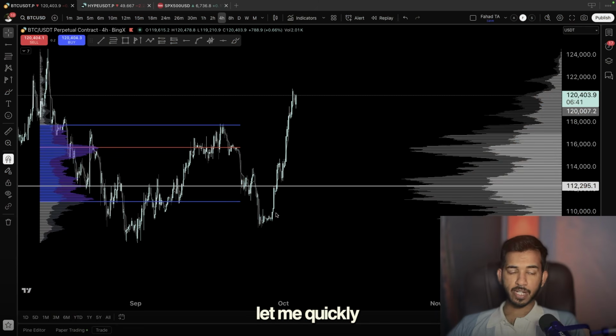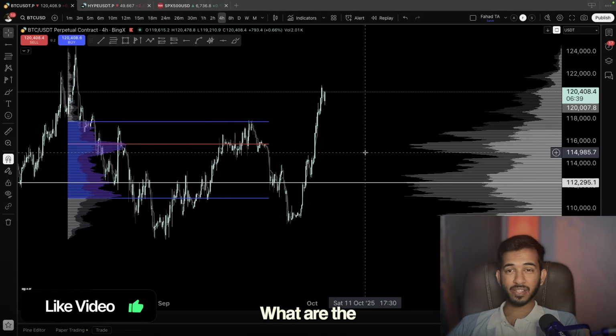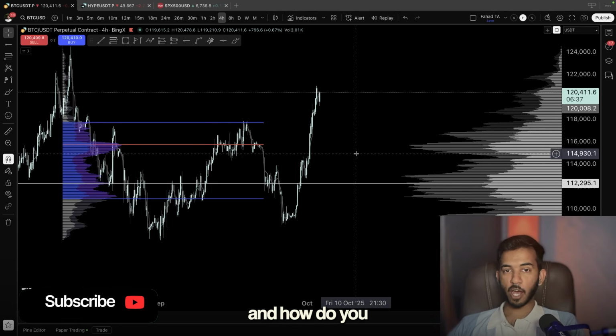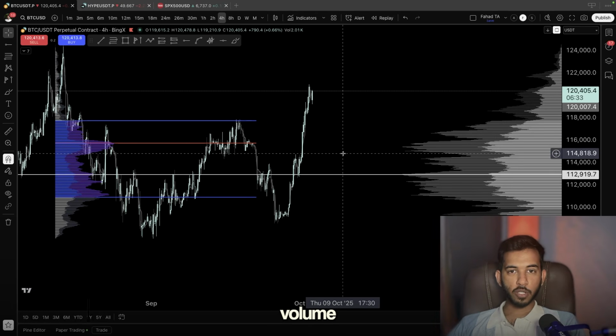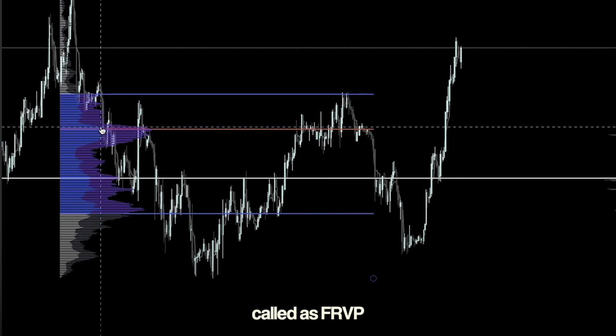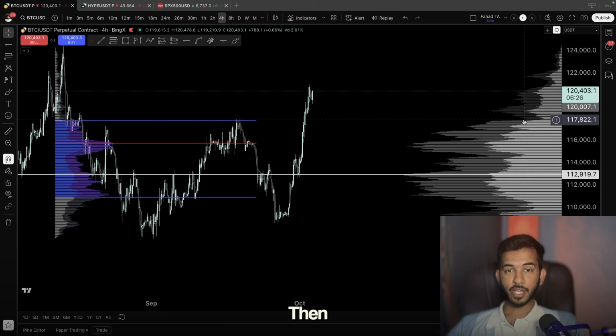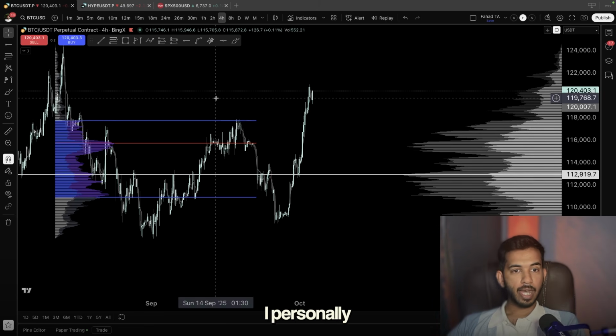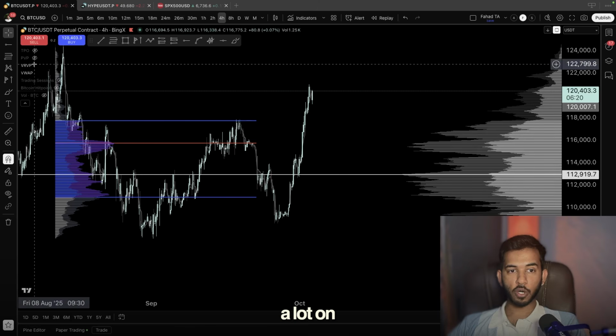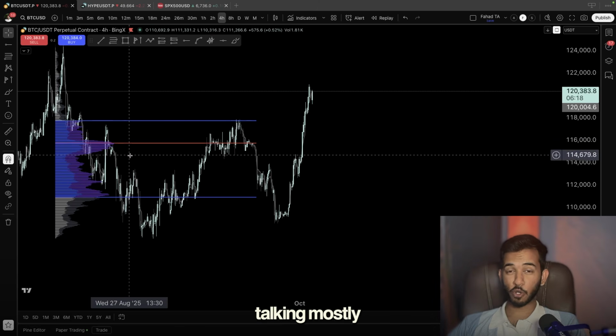So before we get started, let me quickly explain it to you guys. What are the different kinds of volume profile and how do you read them? So there are different volume profiles. First of them, this is called FRVP. Then on the right hand side, what you guys see is called VRVP. Then you also have your normal volume indicators and other profiles that you can be using. I personally like to rely a lot on FRVP, and that's the reason why I'll be talking mostly about it.